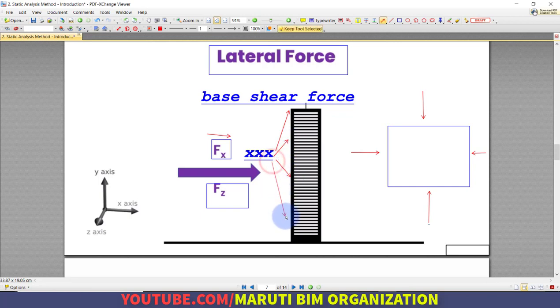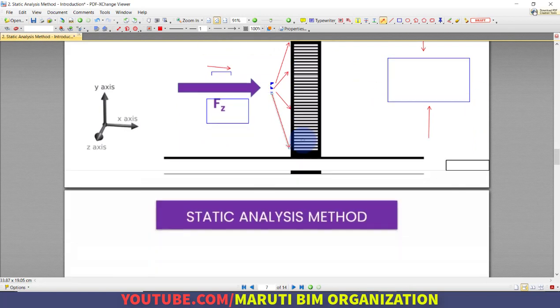Let's say we have G plus 3. So for all the G plus 3 stories, our base shear will be divided. How to divide the base shear, that I will discuss later on. Don't worry about that. We will perform each and every step by step, slowly.